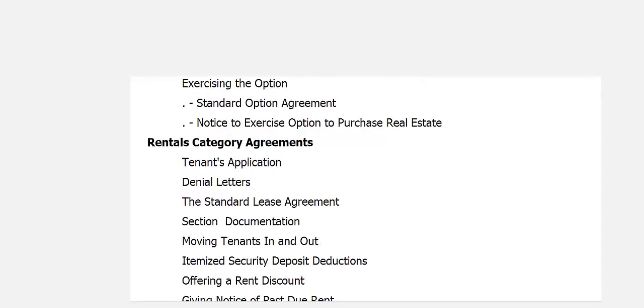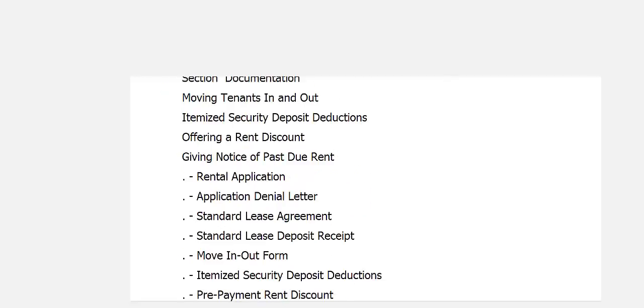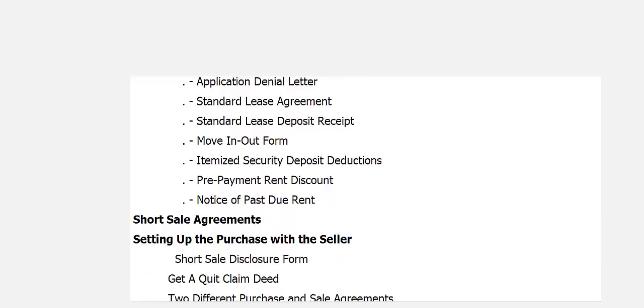And then we go into rentals and landlord agreements, the tenant's application, denial letters, the standard lease agreement, the section documentation, moving tenants in and out, itemized security deposit deductions, offering a rent discount, giving notice of past due rent, rental application, application denial letter, standard lease agreement, standard lease deposit receipt, move in and move out form, itemized security deposit deductions, prepayment rent discount, notice of past due rent.